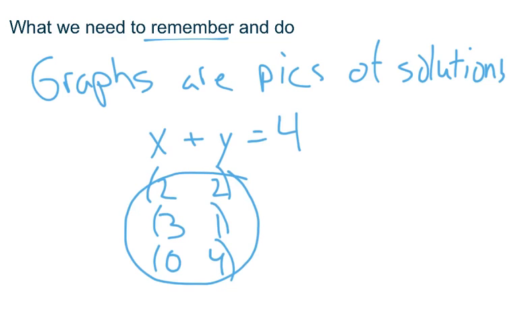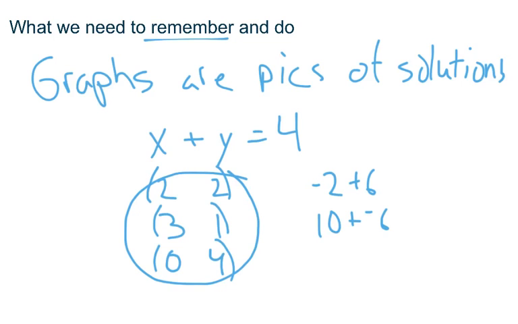We can get a little more creative, and we can go with something like -2 plus 6. That equals 4. We could go with 10 plus -6. That would equal 4. So we have a lot of options out there, an infinite number of options that would make this work. And so graphs are a picture that display all of that for us.